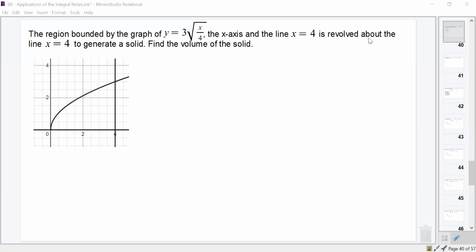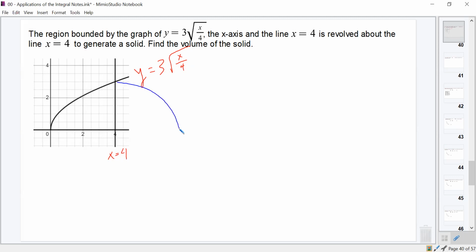Today, we're going to finish up our work on finding the volume of solids of revolution by using the disks and washers method. So we're going to start with this problem here where we've got the region bounded by y equals 3 root x over 4 and the x-axis and then the line x equals 4.